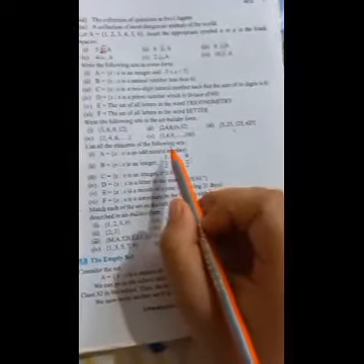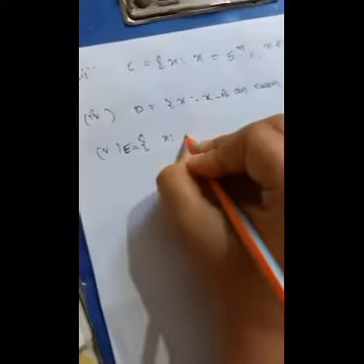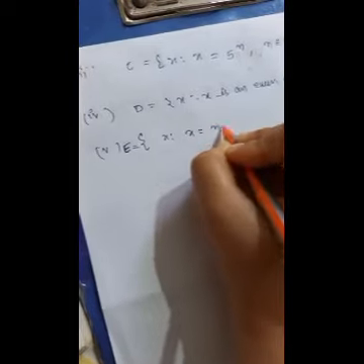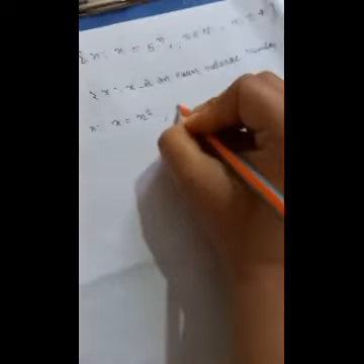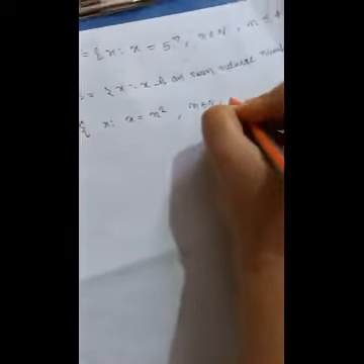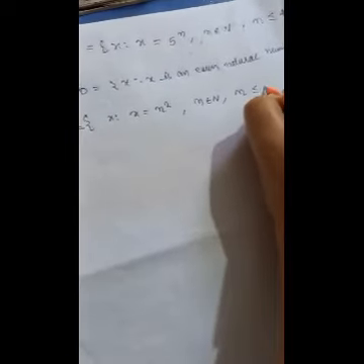Next is fifth: 1, 4, 9, and so on up to 100. So 1 squared is 1, 2 squared is 4, 3 squared is 9. So this is the set of squares of natural numbers. We will be writing x such that x equals n squared, n belongs to natural numbers and n is less than or equal to 10.